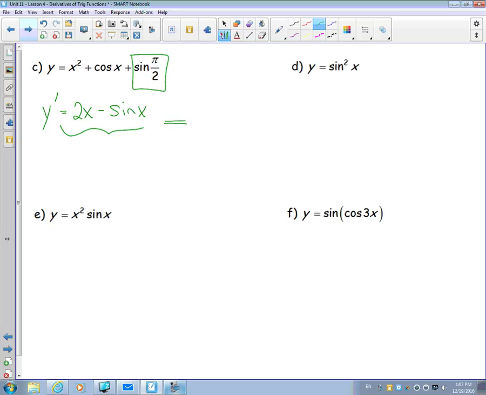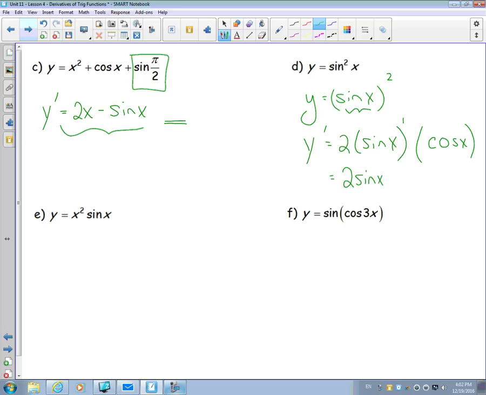Y equals sine squared x. Well, if you think about it, that really means sine x, squared. That's a power rule question. What do we do with powers? We bring them down in front. We times them by the original one, but we subtract 1 from our exponent. And then we multiply that by the derivative of the inside piece. The derivative of sine x is cos x. So the way you'll often see this written is just 2 sine x cos x.